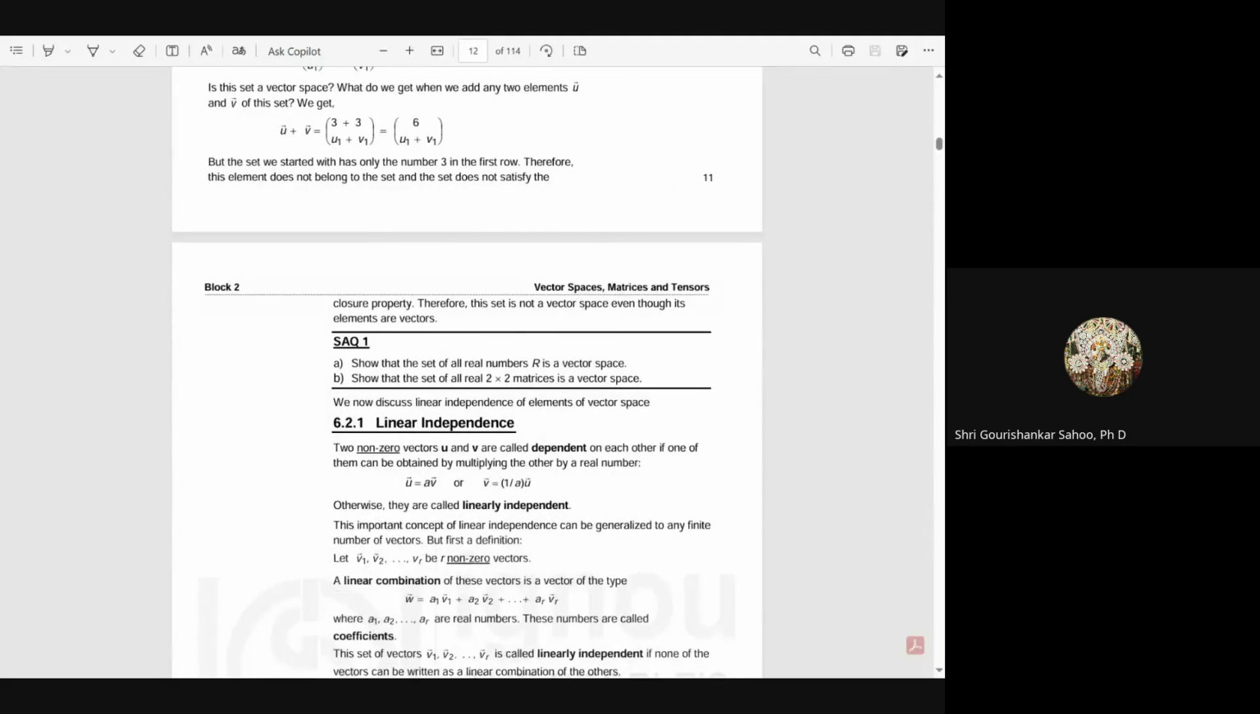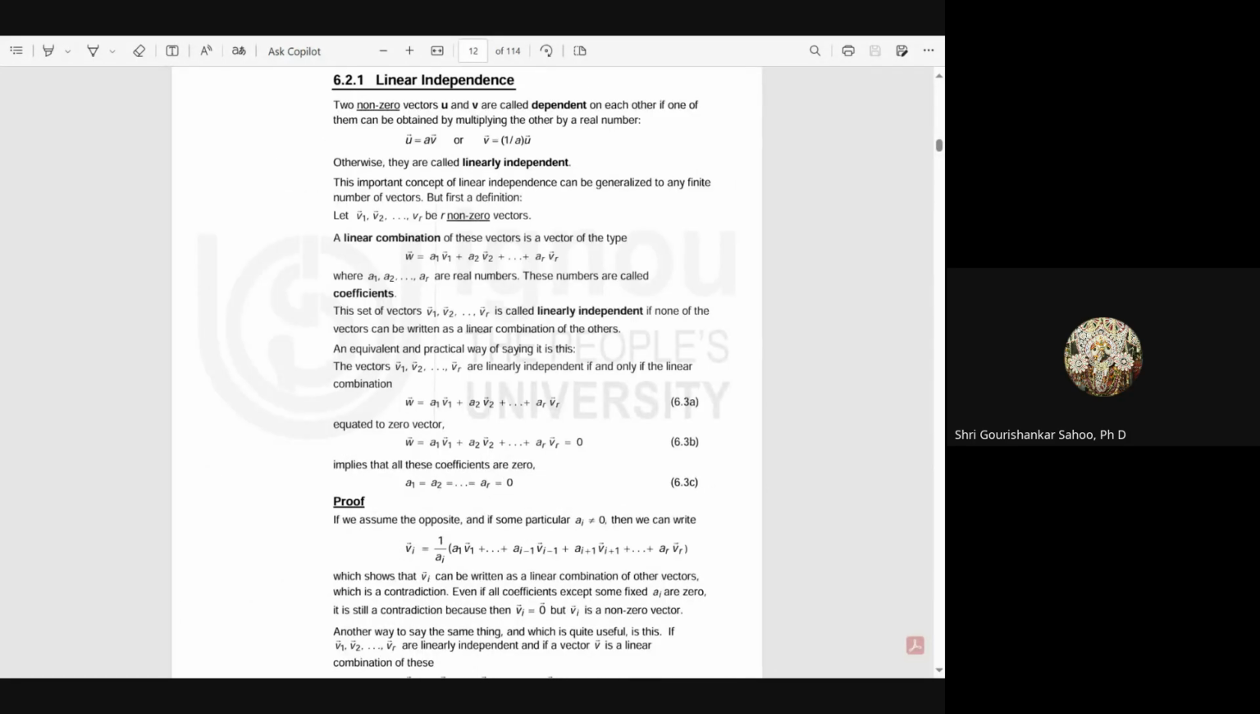And here are some examples. I have discussed linearity, and here is linear independence. Two non-zero vectors u and v are called dependent on each other if one of them can be obtained by multiplying the other by a real number. So your u vector can be written as a multiplied by v vector. Otherwise they are called linearly independent.